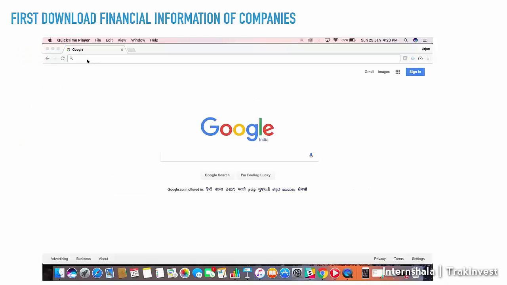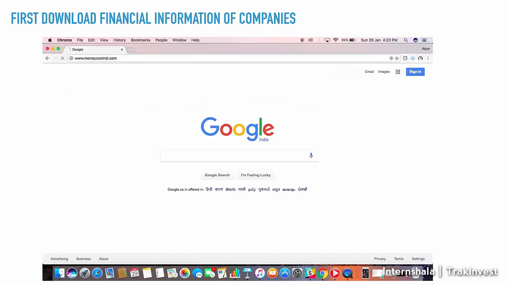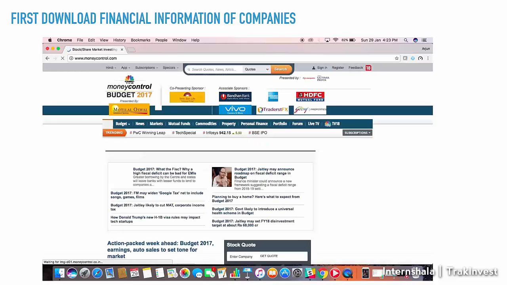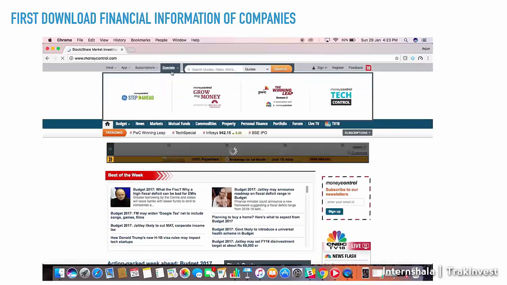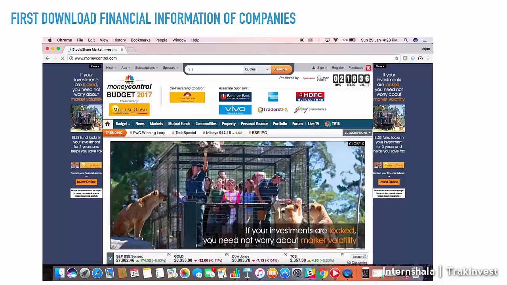So first, we need to know and understand where you can get the financial information of all these companies. One good resource is moneycontrol.com. Let's see how we can get this publicly available information of all the companies. I go into Money Control and type a stock that I like, TCS. Let's take an example.